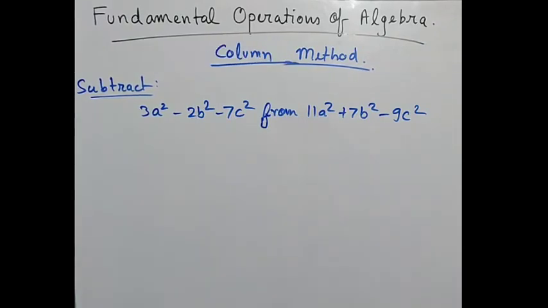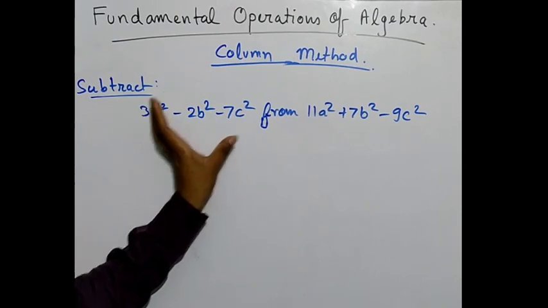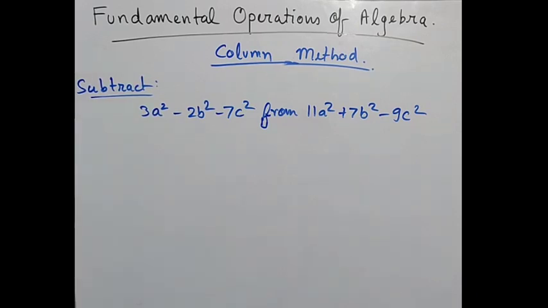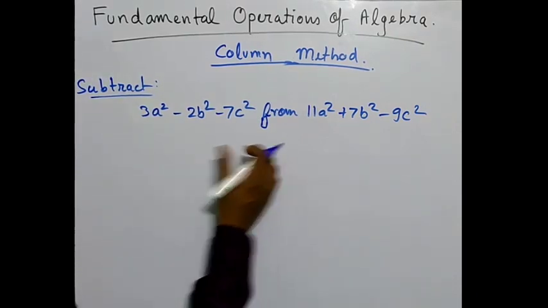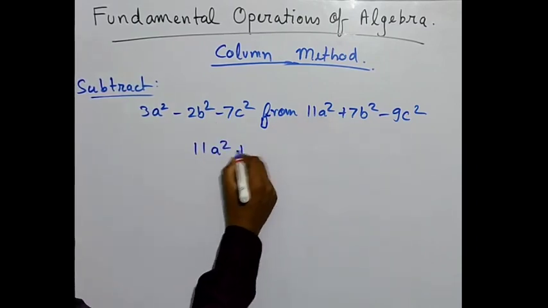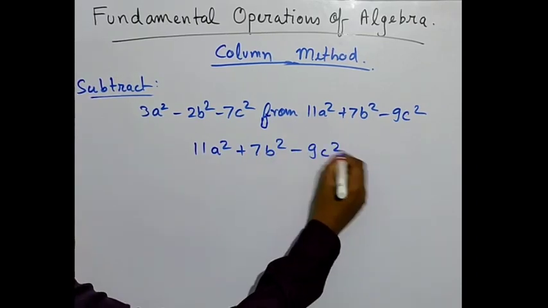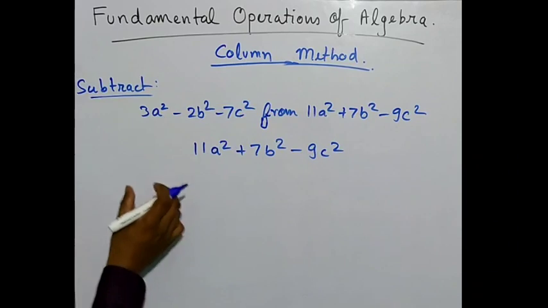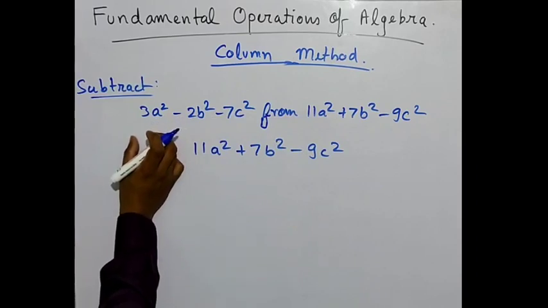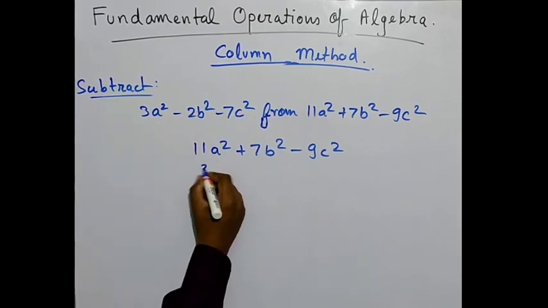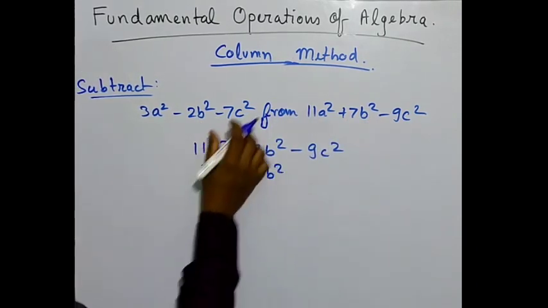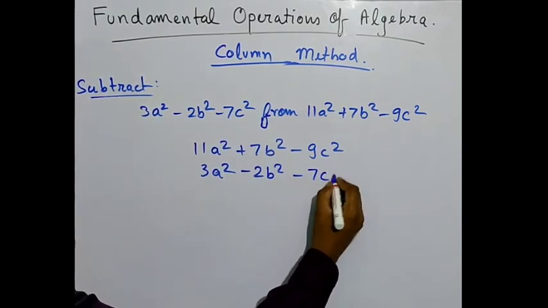So this is the answer. Clear? Now let's subtract this expression from this expression using the column method. So column method, you know, we arrange them in columns. So we have to subtract this expression, so this will come down and this expression will be on top. So 11a square plus 7b square minus 9c square. Now we have to write the like terms one below the other. So here the like term for a square will be 3a square, and like term for 7b square will be negative 2b square. Like term for 9c square is negative 7c square.